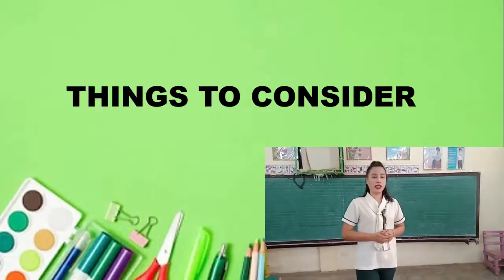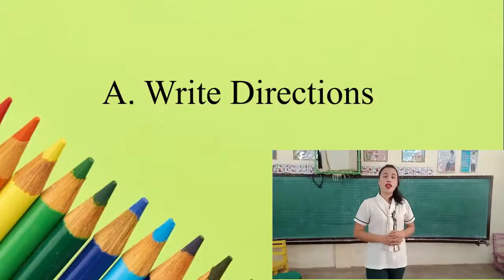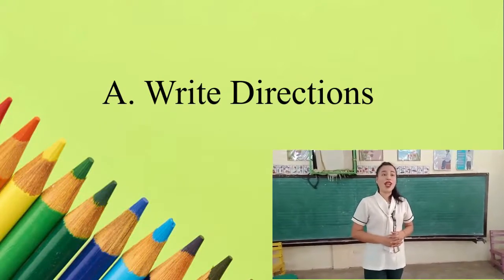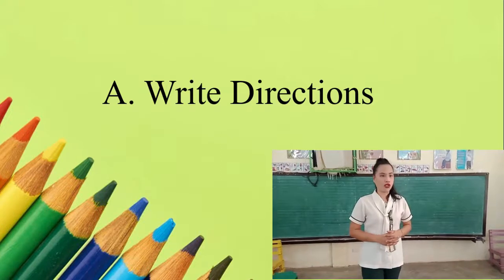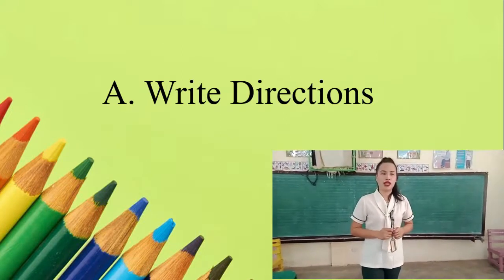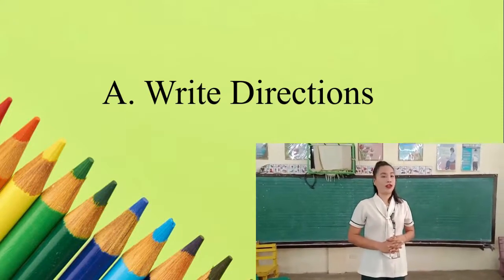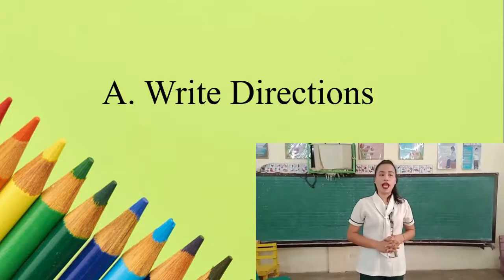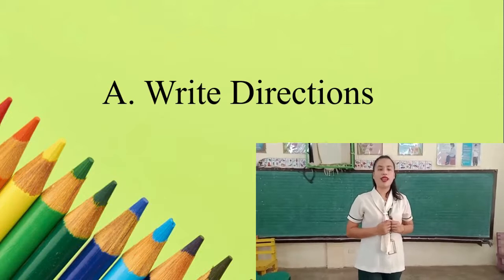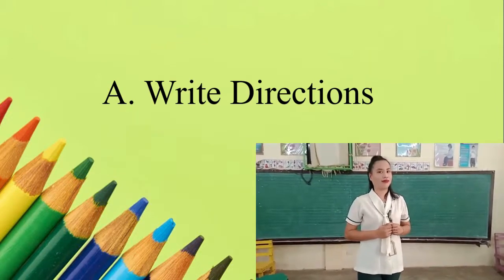And now, let's proceed to the things to consider in assemble test items. Letter A, we should consider writing directions. Check the test direction for each item format to be sure that it is clear for the students to understand. The test direction should contain the numbers of items to which they apply, how to record their answers, the basis of which they select answer, and the criteria for scoring or the scoring system.